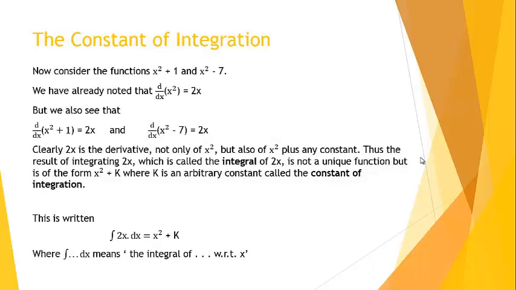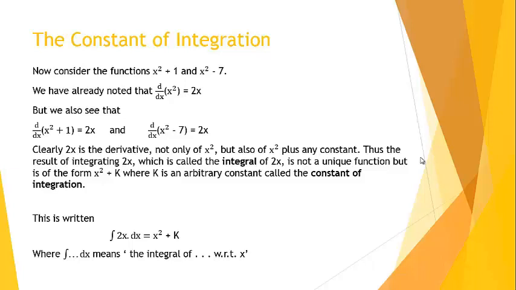The constant of integration. Consider the functions x squared plus 1 and x squared take away 7. So we have already learned that the derivative of x squared with respect to x gives us 2x, which is you multiply by the power and take away 1 from the power. But look at the derivatives of x squared plus 1 with respect to x, and also the derivative of x squared take away 7 with respect to x. So the answers are 2x and 2x. So clearly 2x is the derivative not only of x squared but also of x squared plus any constant.